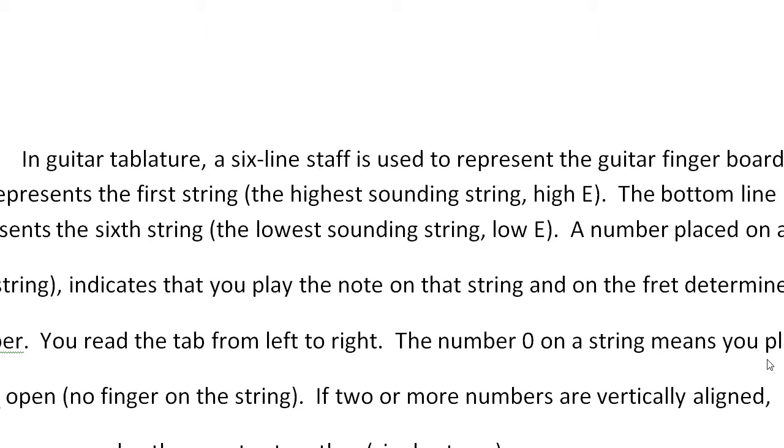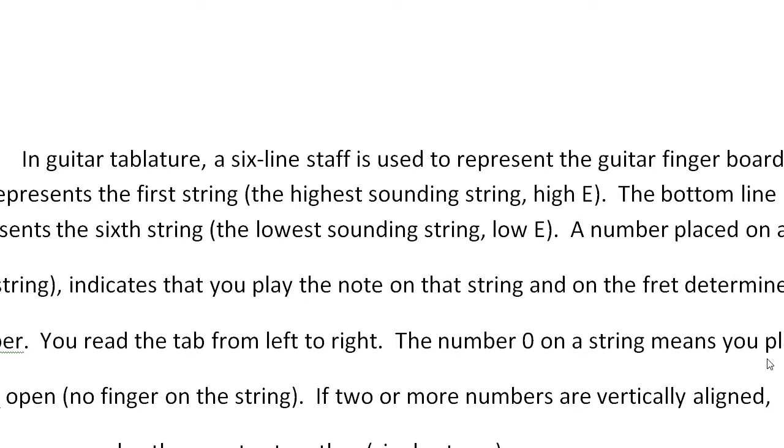A number placed on a line, which of course is a string, indicates that you play the note on that string and on the fret determined by the number. You read the tab from left to right. Okay, everything's read from left to right. If you see a number 0 on a string, that means you play the string open. No fingering on that particular string.